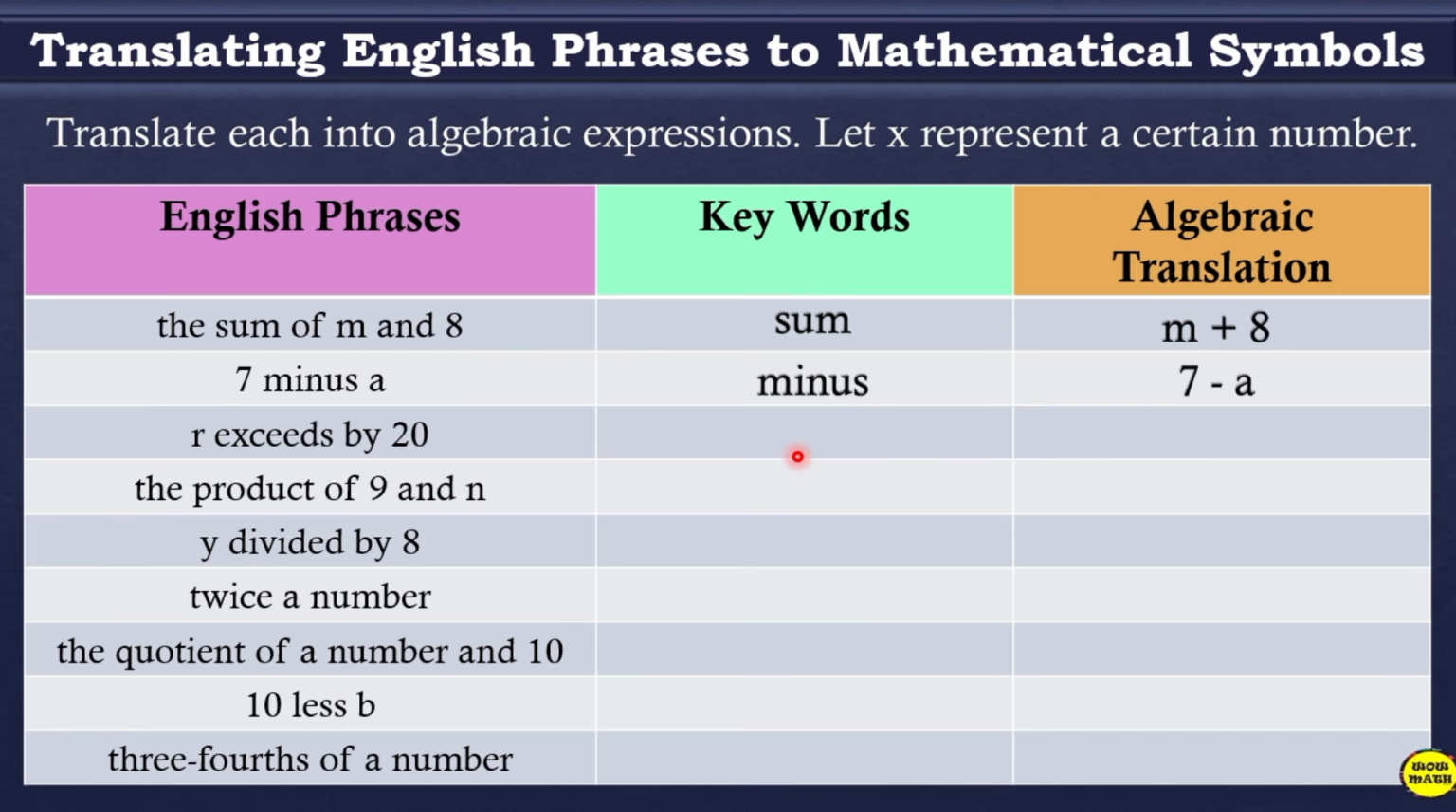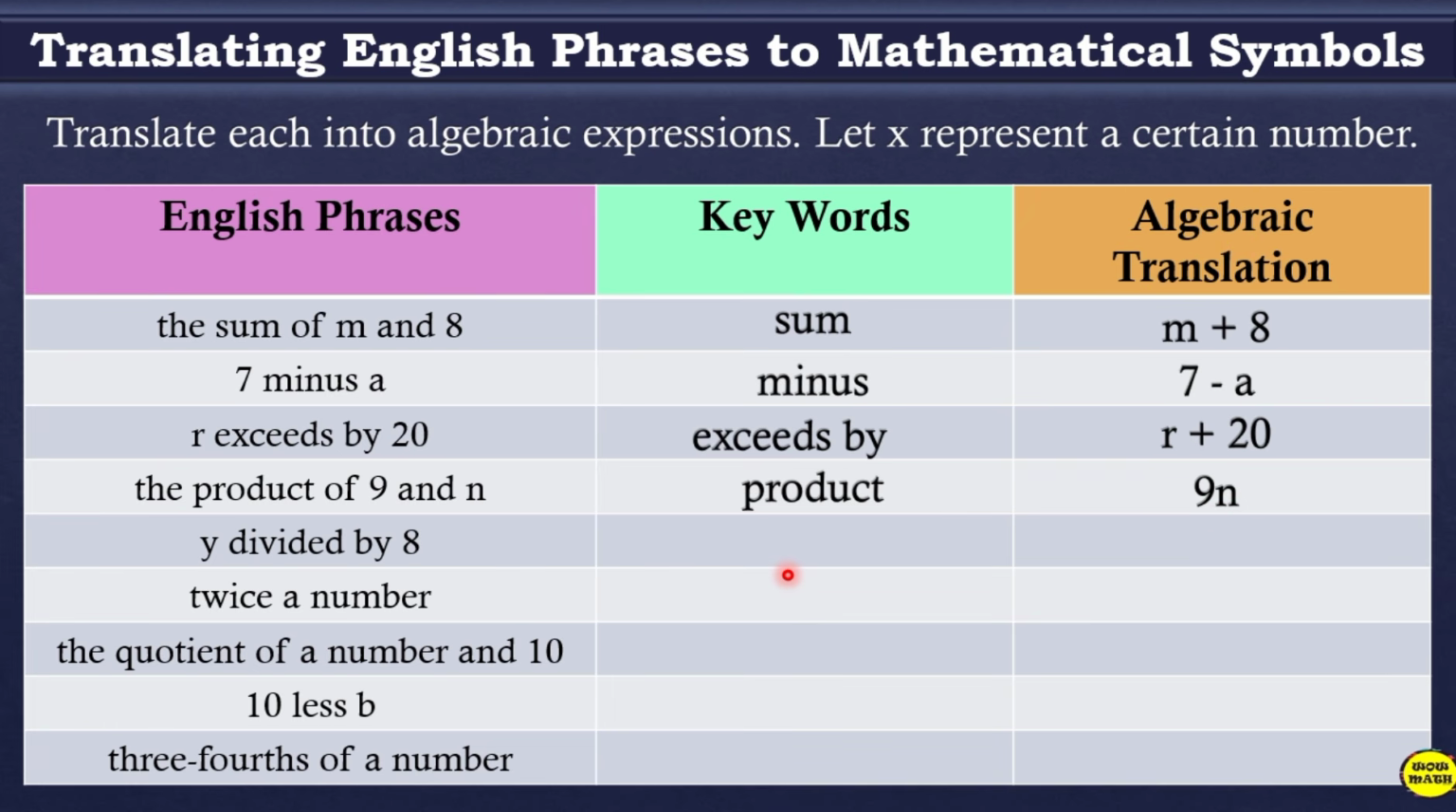Next, r exceeds by 20. So, ibig sabihin, yung r daw exceeds by 20. And then, the product of 9 and n. Okay, so ito po, anong keyword dito? Product. Ibig sabihin, multiplication. So, ito po yung sinasabi ko. Once na magkatabi sila, kahit hindi mo nalagyan ng times sa pagitan nila, o kaya parenthesis, o kaya yung dot operator, basta magkatabi sila automatic, that means multiplication. So, ganyan lang po. Especially when we are translating English phrases to mathematical symbols, kapag multiplication, ganyan lang po.